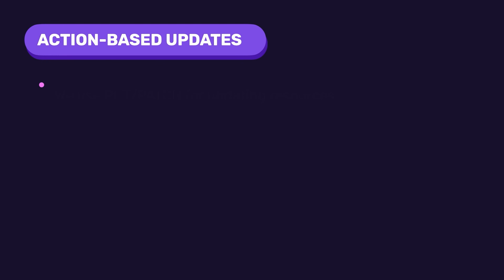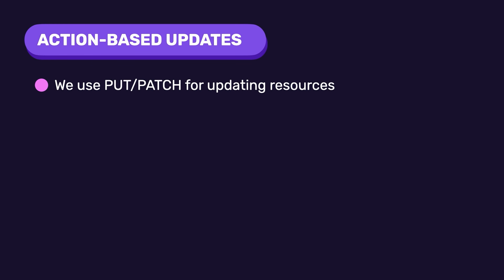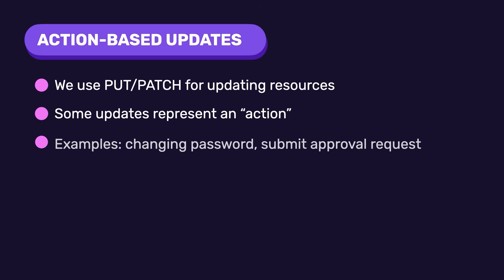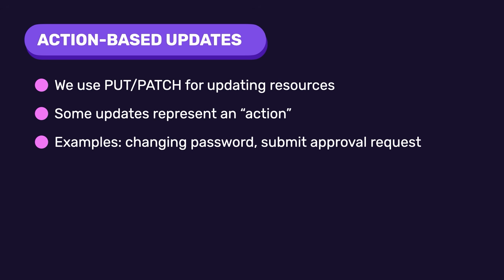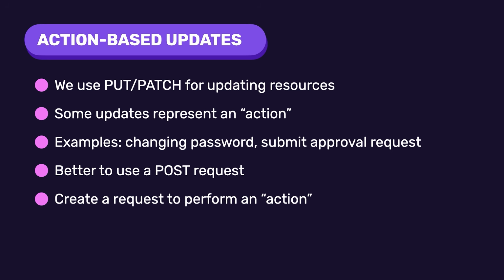In RESTful APIs, we typically use PUT or PATCH for updating resources, but some updates represent an action rather than just modifying a field. Examples are changing a user's password or submitting an approval request. In these cases, it's better to use a POST request instead of PUT or PATCH because we are not just updating a resource, we're creating a request to perform an action. Now, let's see how we can take this concept and use it to implement an endpoint for changing a user's password.